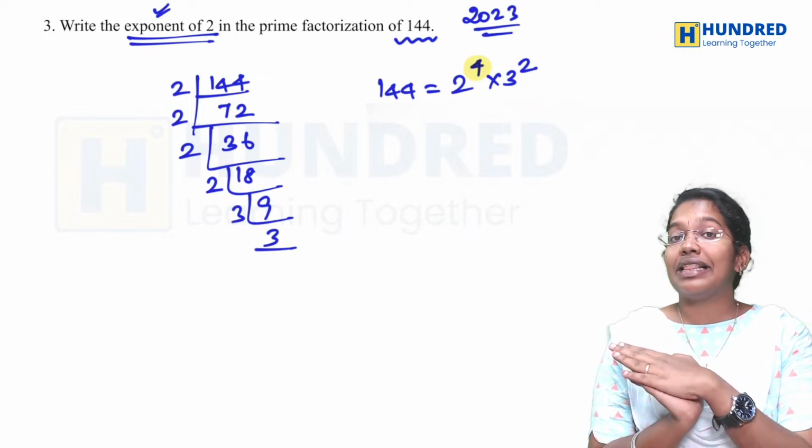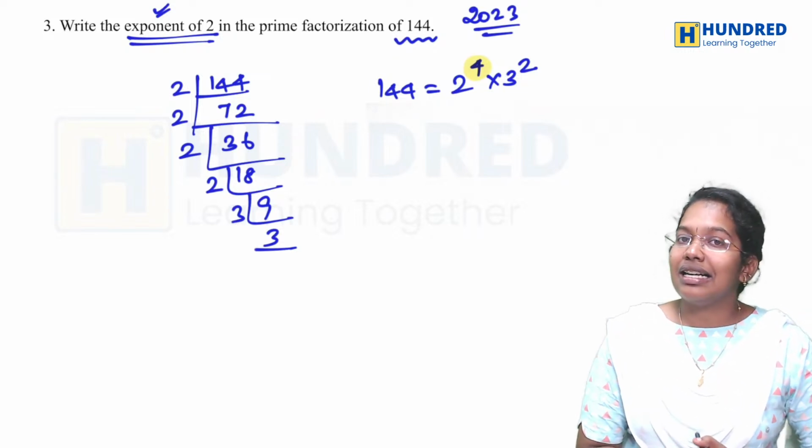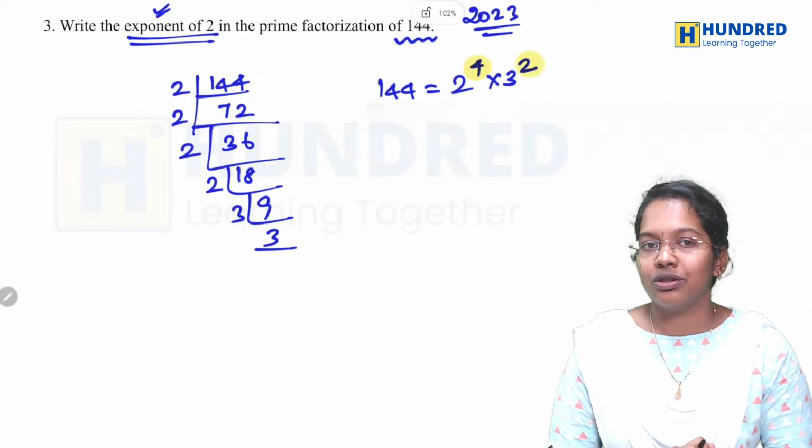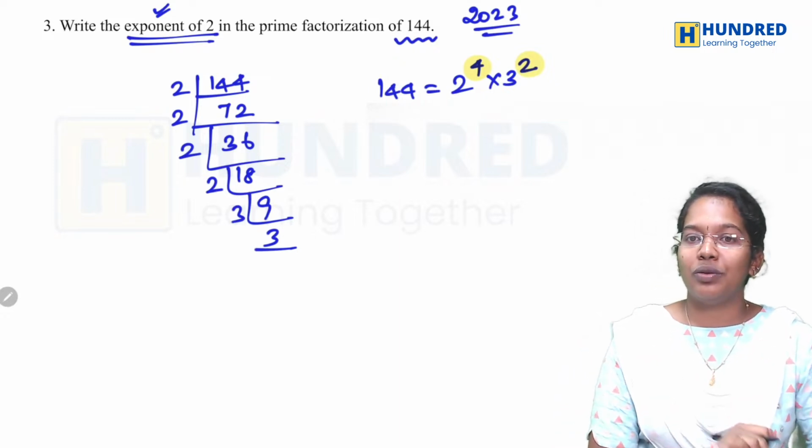If they ask you to find the exponent of 3, then the answer is 2. Okay. Yes. What's the exponent of 3? It's simply 2. So that's it. This is how you have to go with the sums.